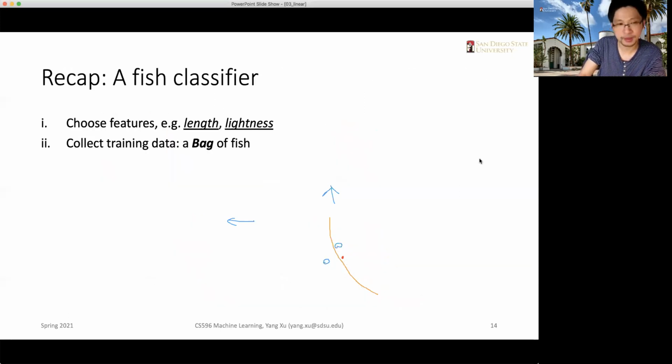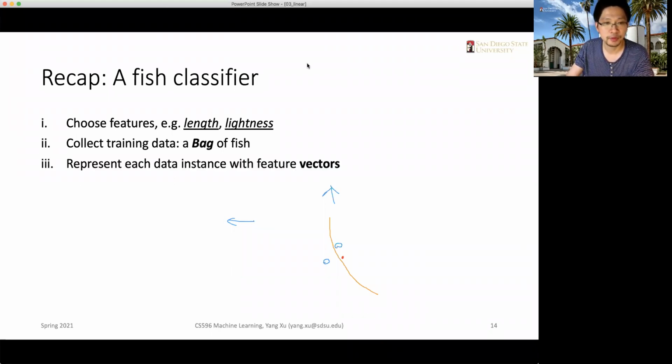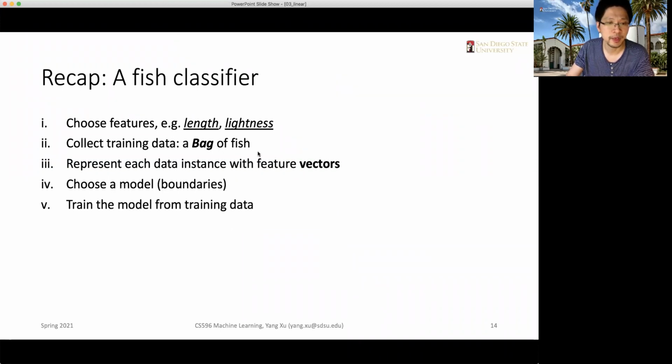All right, so it's a little bit of a recap here. We used an example of a fish classifier to lay out some concepts that we will keep using in this class, which is to find the features out of data and try to represent each data point with a feature vector. So in the next few slides, we will cover more examples of this paradigm.